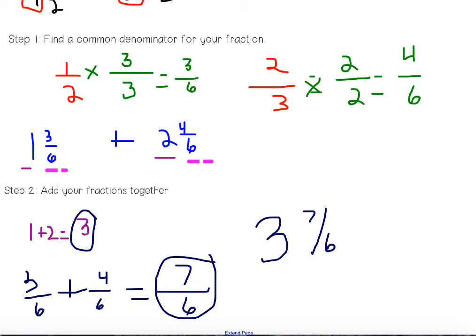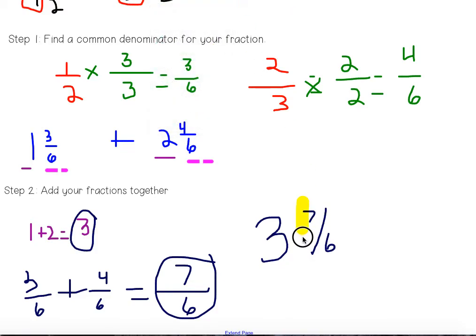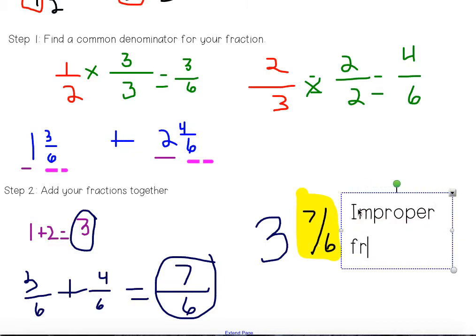However, this 7/6 right here, I'm going to highlight it. This 7/6 is what we call an improper fraction. Okay, I'm going to label it. This is an improper fraction because the numerator is bigger than the denominator. That's what an improper fraction means.